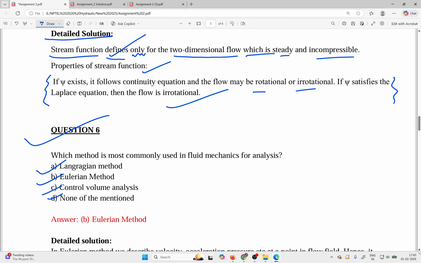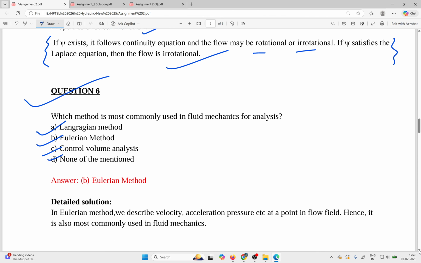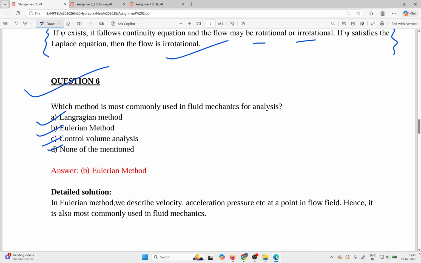So Eulerian methods. Okay. Here control volume analysis is also given, please. So you have to understand what is control volume analysis. So let me just explain to you what is the Lagrangian approach. I'll explain in very simple words.